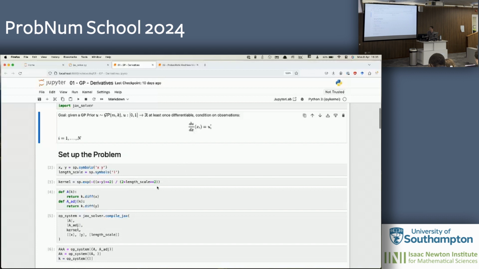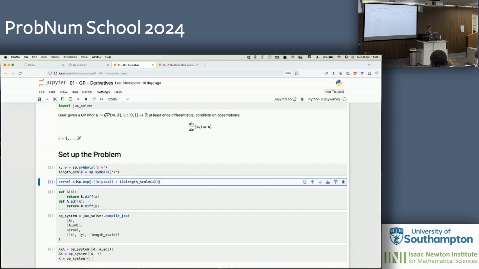In this notebook, I'm doing that by using this JAX-Solver.compile-JAX function, which takes a symbolic representation of the kernel in SymPy. Here you can see I've set up the squared exponential kernel in one spatial dimension. It's a good thing Tony Karvonen isn't here, because you should look up from last year's Spring School his very extensive talk on why you should never use the squared exponential covariance function. But he's not here, so I'm allowed.